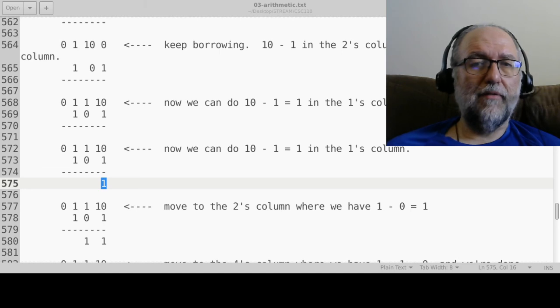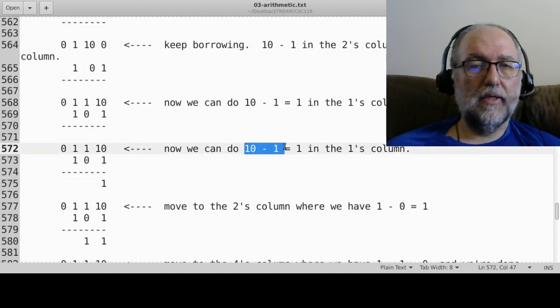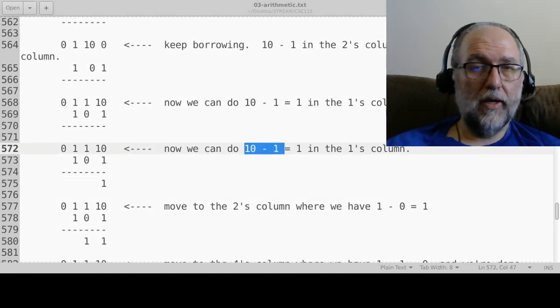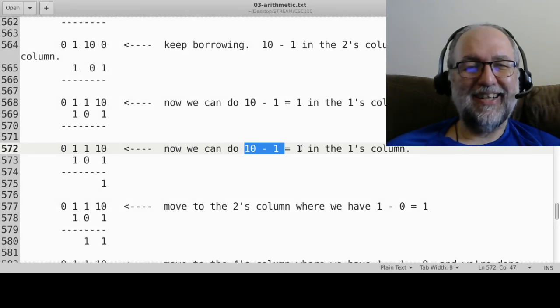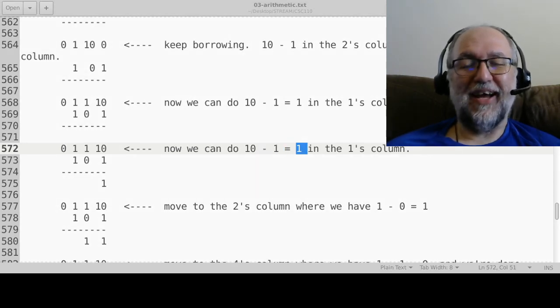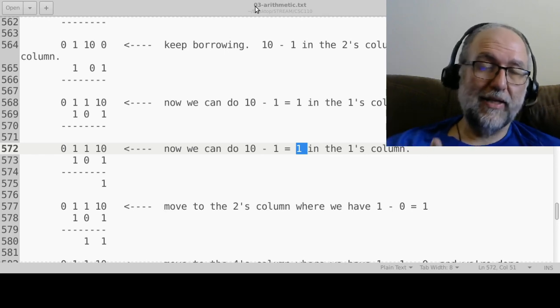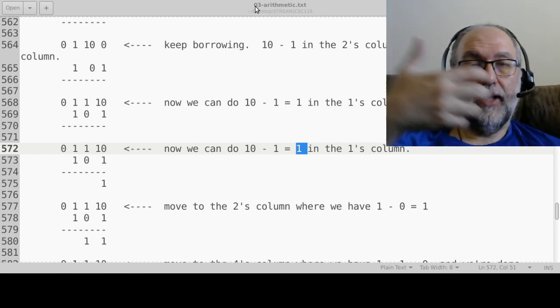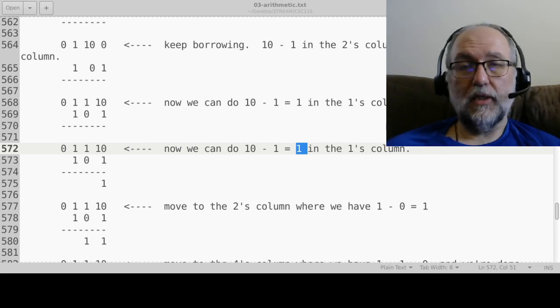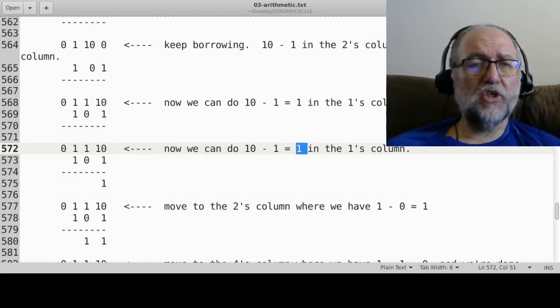The thing I think that gets a little bit confusing is that when you borrow, basically you're doing 10 minus 1. You don't get 9 left behind like you would in decimal. You get 1 left behind, okay, because this is binary. So 10 minus 1 in binary is 1. 1 gets left behind in the higher column, and you get 10 in the column to the right. Okay, and you just keep borrowing that way until you get to the end where you need it.